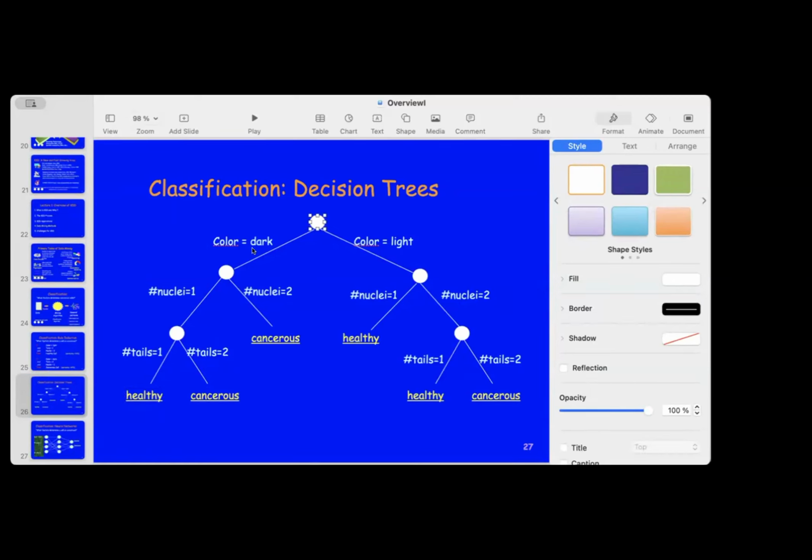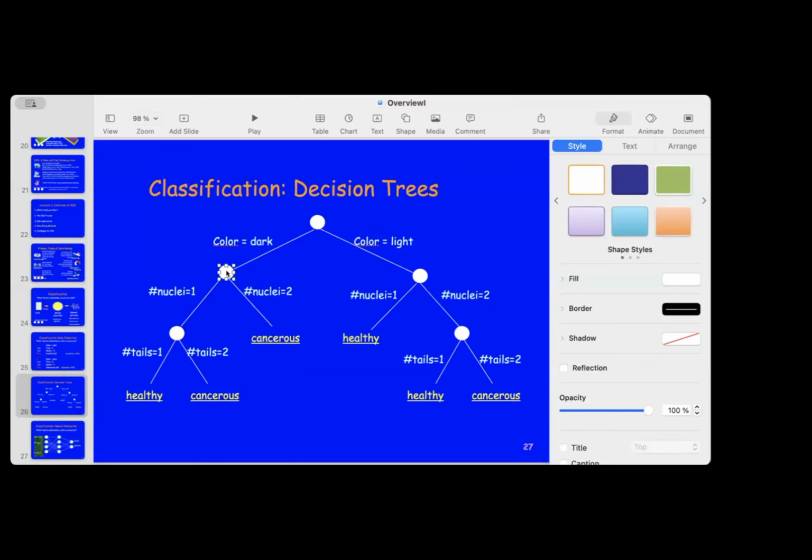We are asking a question: is the color dark or is the color light? In essence, half of the data that contains the property color dark ends up on the left side of the tree. This means that from the root, the data is split in half. The one half is on the left side and has the property color dark. The other half is on the right side. It has the property color light. So essentially, starting from the root, the data is split into two subtrees. On the left side, we have the dark samples.